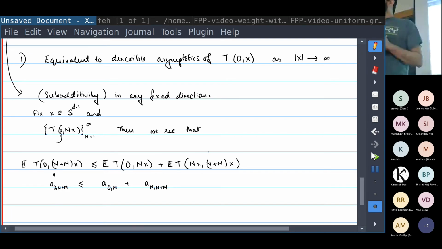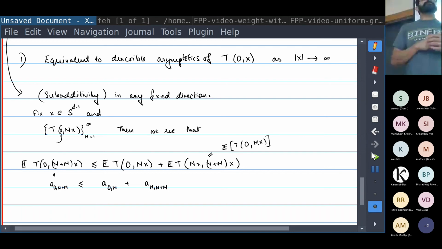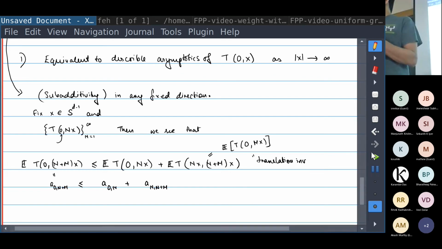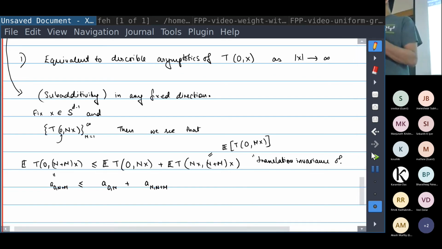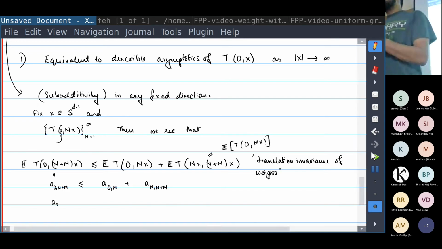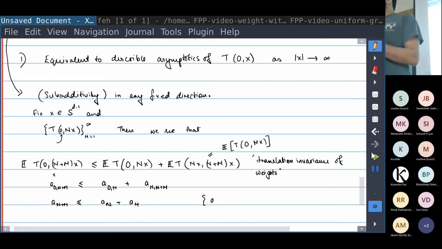But I make this short observation that because I have IID weights, this has to be the same as the quantity expectation of T(0, mx). Translation invariance of the measure of weights gives this. So instead, I could just write this as a(n+m) less than or equal to a(n) plus a(m). And so such a sequence is called subadditive.